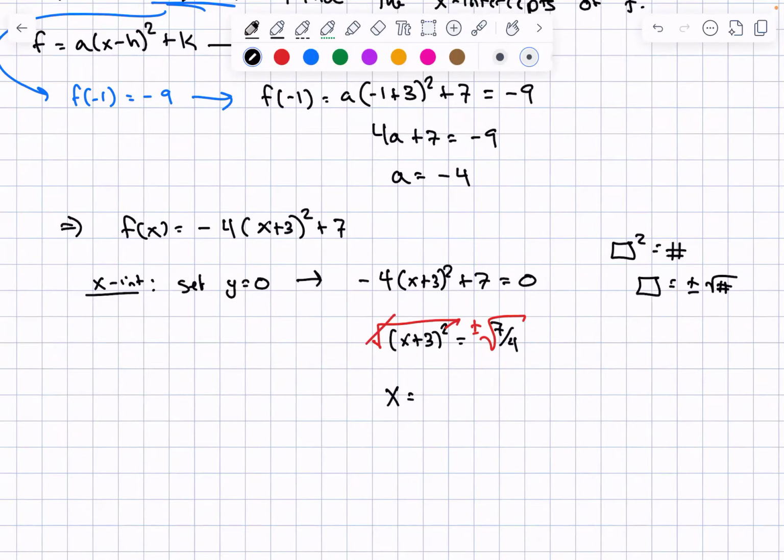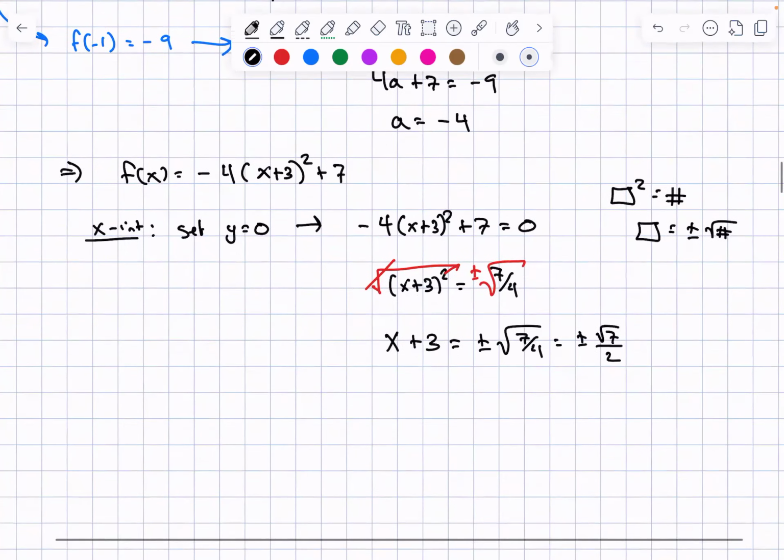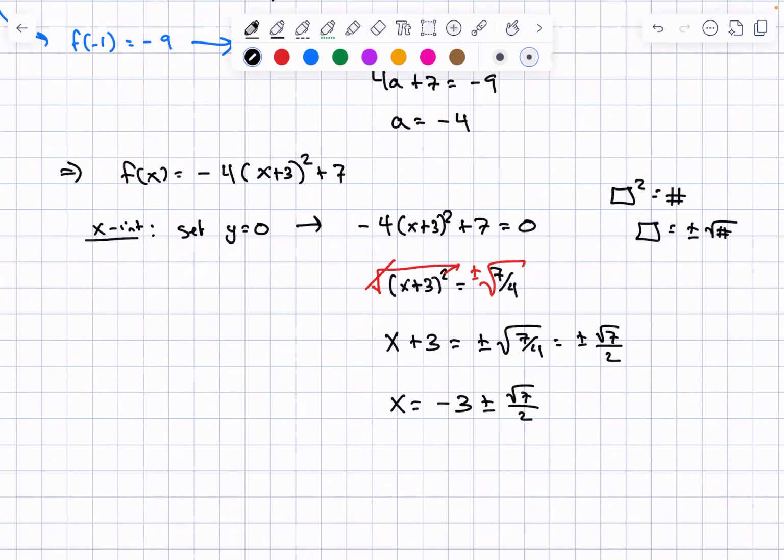And I get x plus 3 is equal to plus or minus the square root of 7 fourths, which you could rewrite as plus or minus the square root of 7 over 2, because that's the square root of 7 over the square root of 4. The square root of 4 is 2. The square root of 7 isn't a nice square, so that stays as is. So the x-intercepts are x equals negative 3 plus or minus the square root of 7, divided by 2. And that is our answer. The question didn't ask for it to be rounded, or written in exact form, or as a coordinate point, so I can just leave it like this.